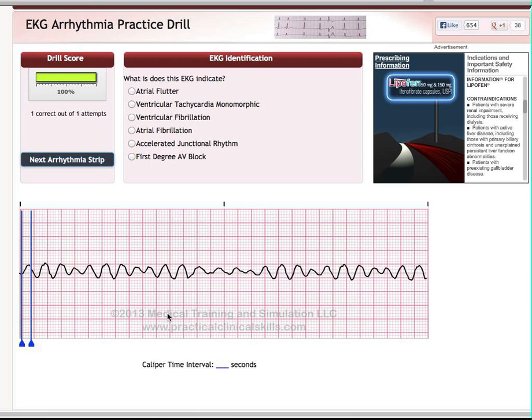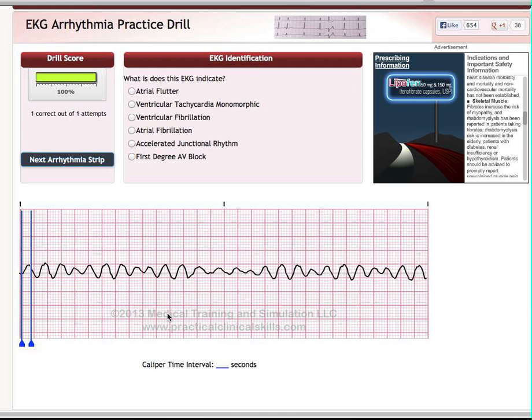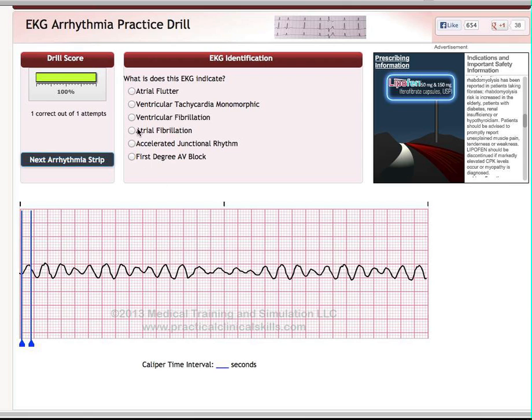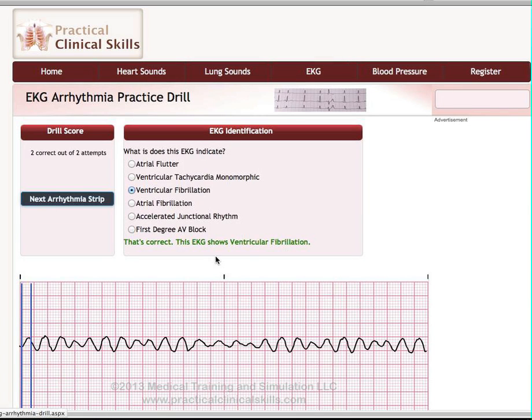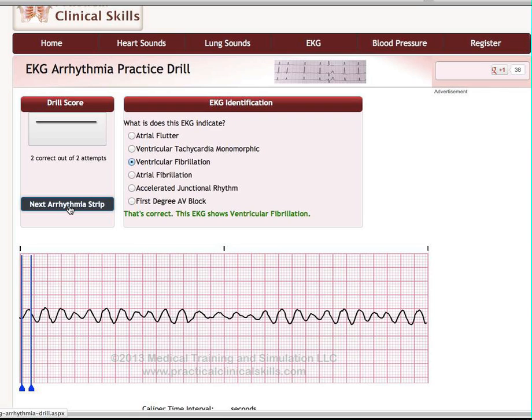Accelerated junctional rhythm. No, this wouldn't be accelerated junctional because there again is no QRS complex. The junctional rhythm comes from the AV junction, so you would have QRS complexes, but we don't see any here. First degree AV block, again, no, it's not that because we don't have any QRS complexes and we don't have any P waves to measure the distance between the P and the QRS, which is what constitutes a first degree AV block when that time is greater than 0.2 seconds. So this is going to be a ventricular fibrillation. And that's correct. Good. All right. Next rhythm.